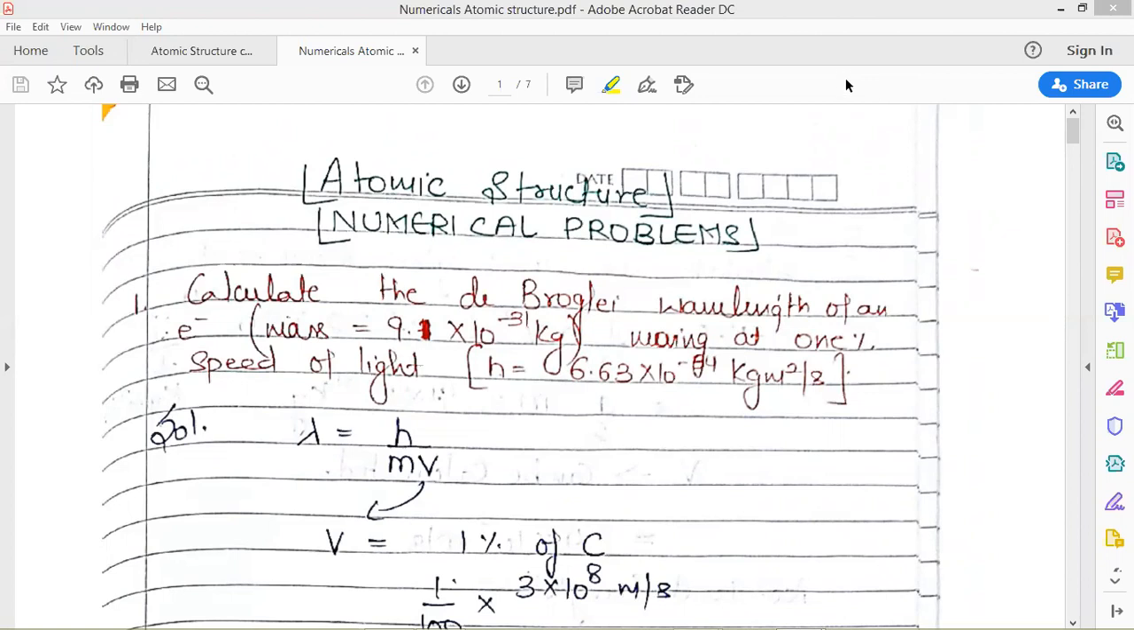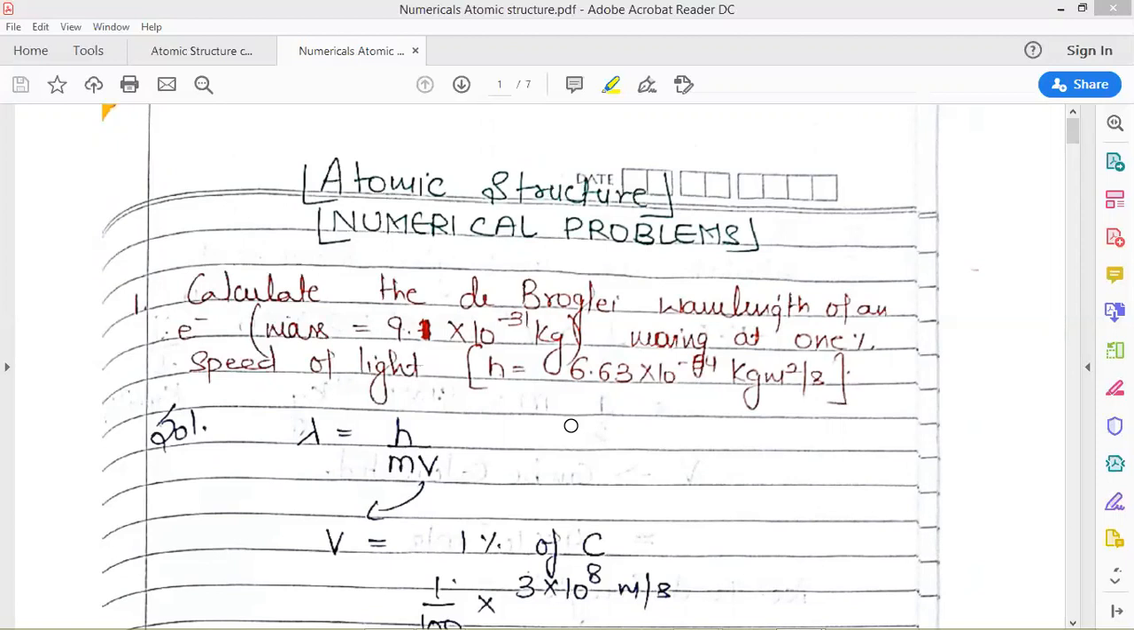The first question is: calculate the de Broglie wavelength of an electron. Mass is given, mass of the electron, this is well known. Generally, mass of the electron, speed of light and the value of Planck's constant are given in your questions, but in case these values are not given, it is recommended that you memorize these values for the mass of the electron, mass of the proton, Planck's constant. These are the very basic values which you need to know before attempting the numericals based upon the de Broglie relationship.